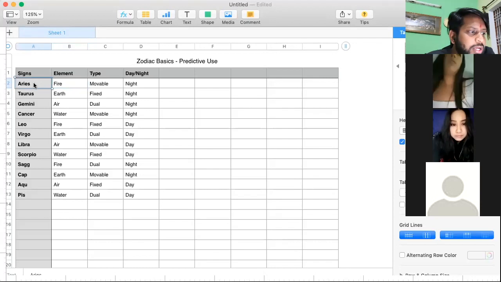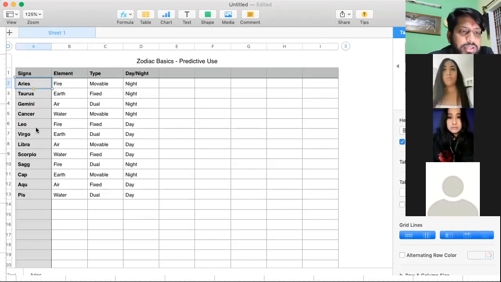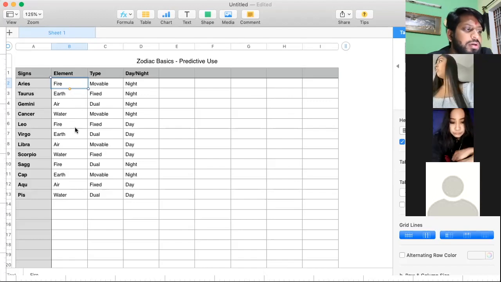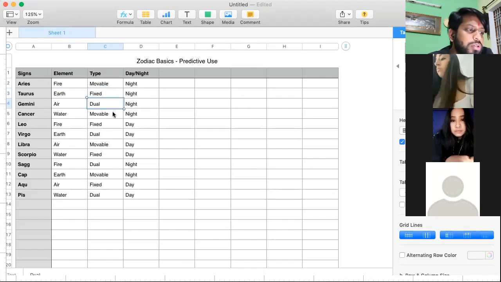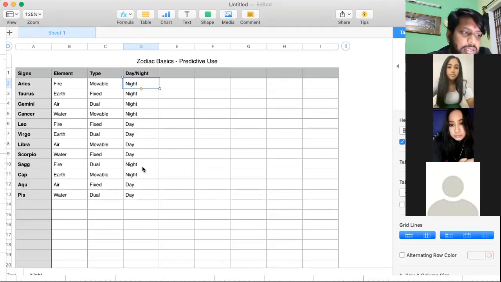So you know that Aries. Basically here we have the zodiac signs' names: Aries, Taurus, Gemini, Cancer, and so on. And here we have the element: fire, earth, air, water. Then the type: movable, fixed, dual. And the third is night and day, the two kinds of signs, either the night signs or the day signs. I'm just taking these three.